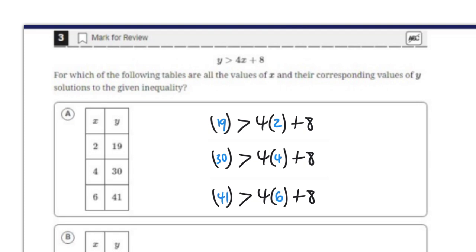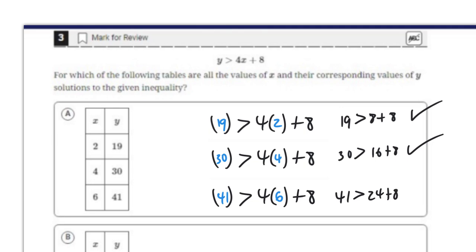So in the top one, it would be 19 is greater than 8 plus 8. I think we all agree that is true. This one would be 30 is greater than 16 plus 8. 16 plus 8 is 24, so that's true. And this one is saying that 41 is greater than 24 plus 8. 24 plus 8 is 32, so that's also true. So the answer to this one is A. All you had to do is just test the x and y coordinates to see which one was true.